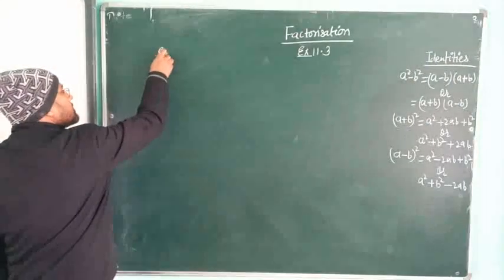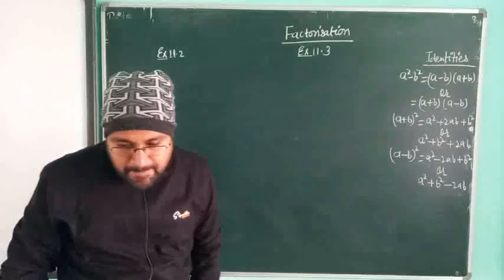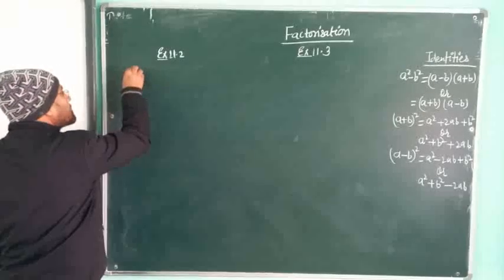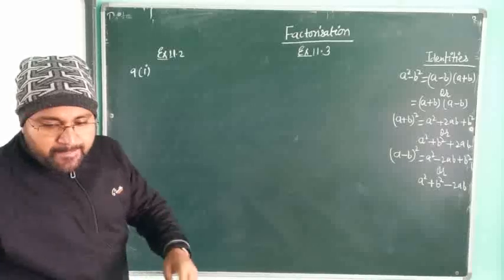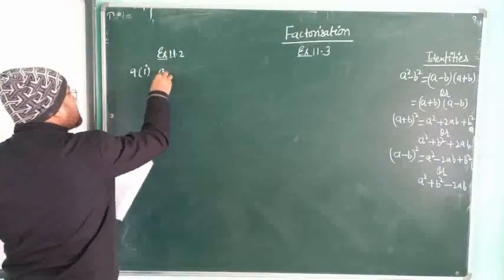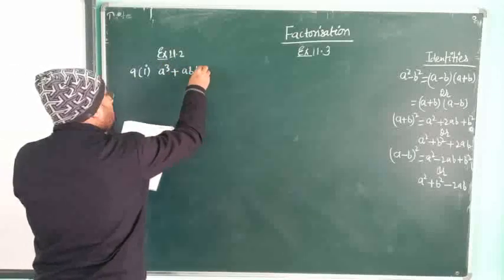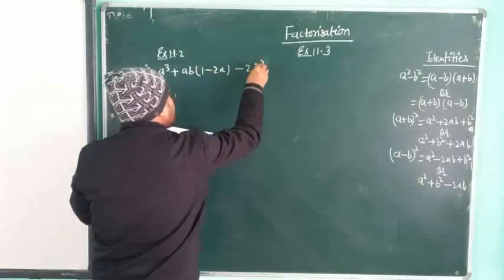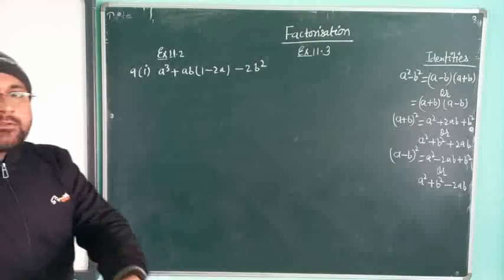In that, I will take some questions. Question number 9, the first one: a to the power 3 plus ab, 1 minus 2a square b minus 2b square. So I want to factorize this one.